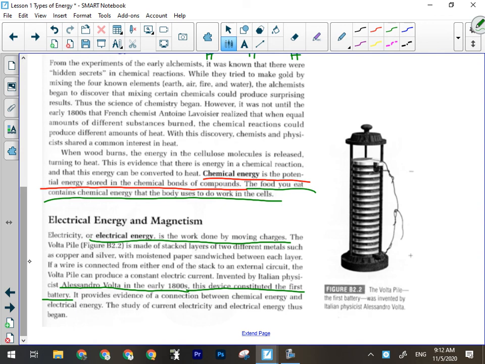Which chemicals were used back then? You know what? I don't remember what metals were in there. I don't think it says in here either.